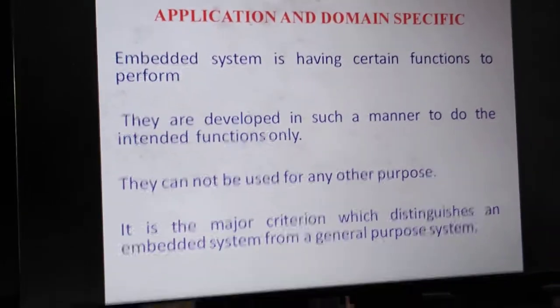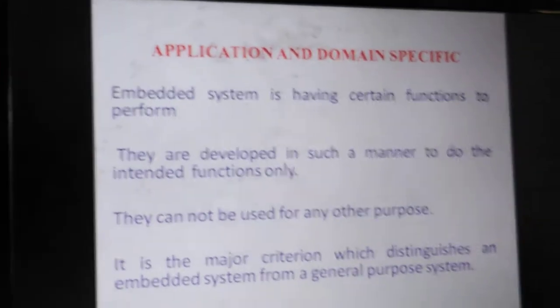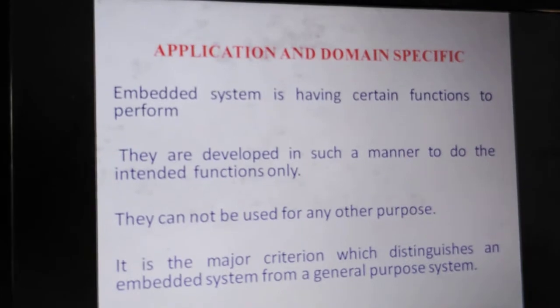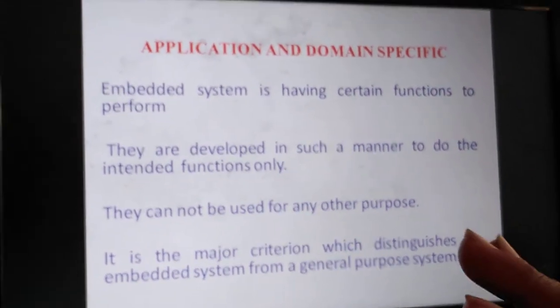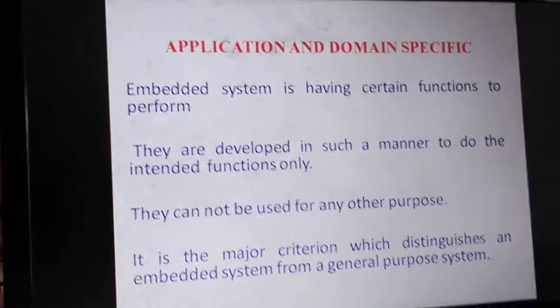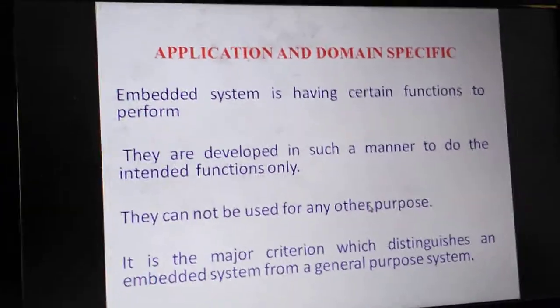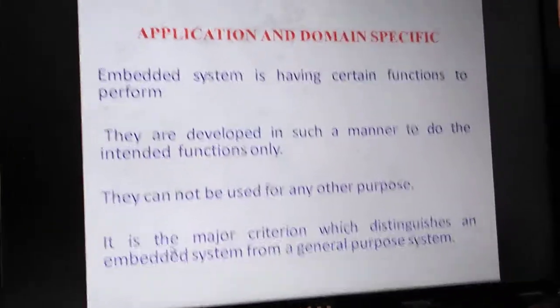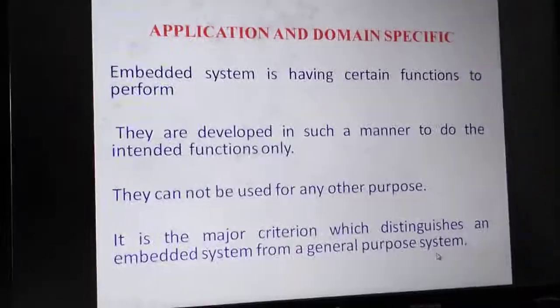That copier machine is not used for any other purpose. So the characteristic of an embedded system is having only a few specific applications. The common characteristic of all embedded systems is that they are intended to do specific functions only. They cannot be used for any other purpose. It is the major criterion which distinguishes an embedded system from a general purpose system.